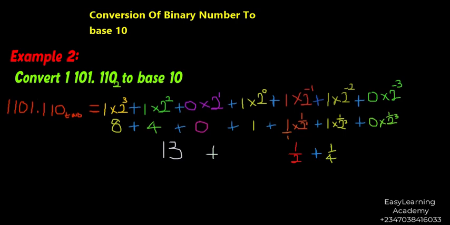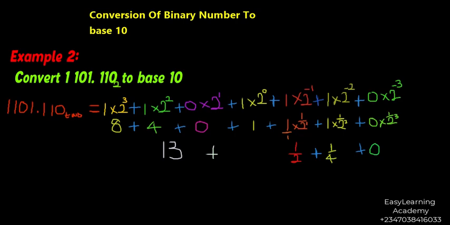Alright, we're making progress. Bring down a plus sign here. Okay, and then we solve for the last. That is 0 times 1 all over 2 raised to power 3. Any number multiplied by 0 is 0. So what we're having here is 0. Okay, so we are making progress. We're now going to add them together.